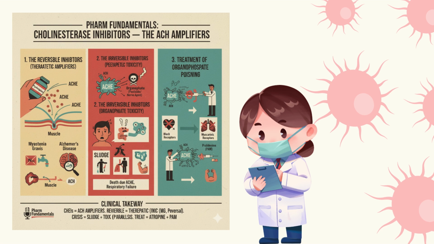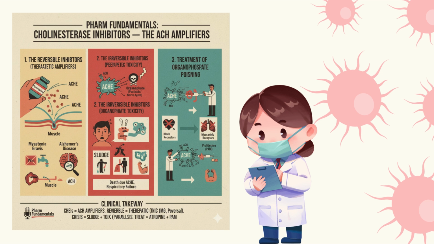We have covered the ACH receptors. Now let's address the cleanup crew. The enzyme acetylcholinesterase, that's ACHE. This enzyme is designed to rapidly break down ACH in the synapse, ensuring that the signal is brief and precise. So ACHE inhibitors are drugs that block this cleanup crew, that is acetylcholinesterase inhibitors, ACHEI.